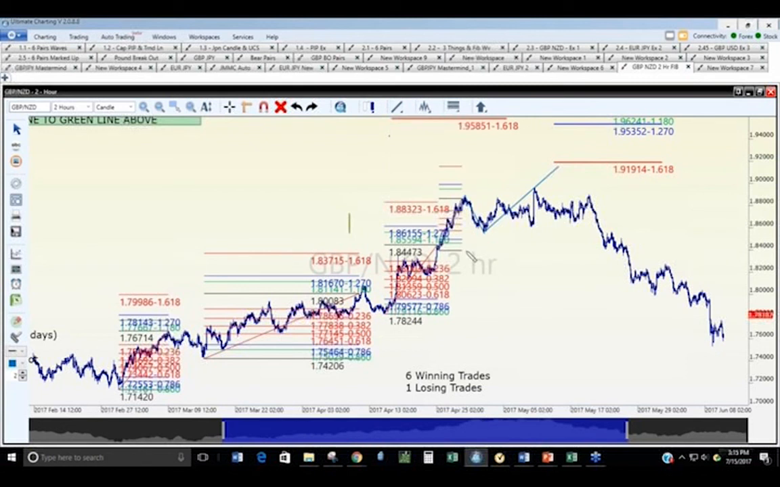So on this last trade, we would have gotten stopped out about right there. And on this particular trade, we would have lost 179 pips.